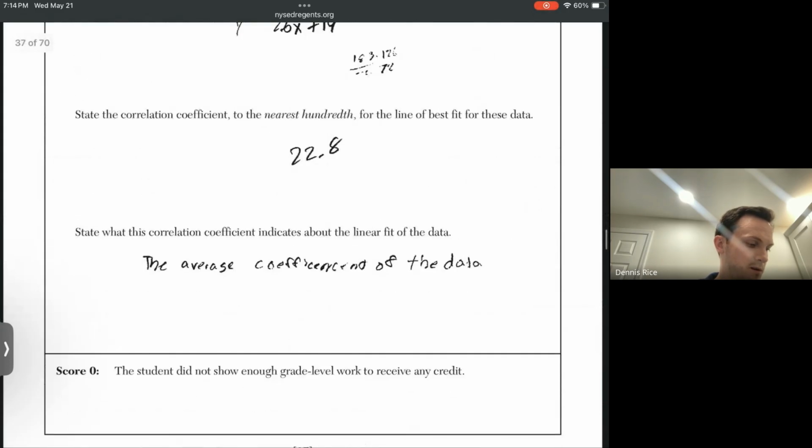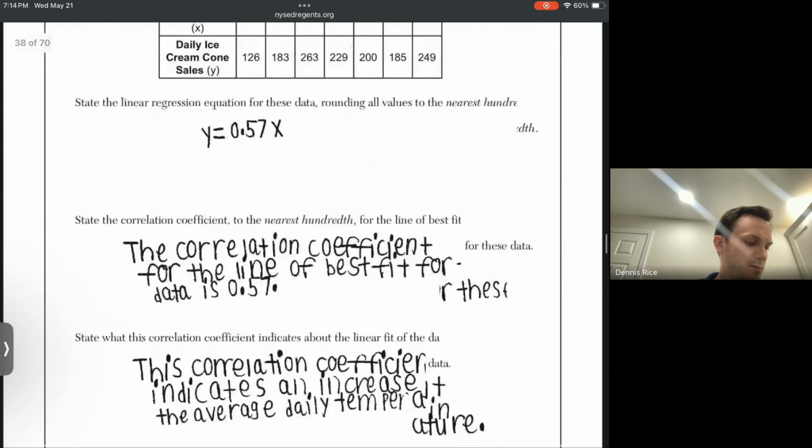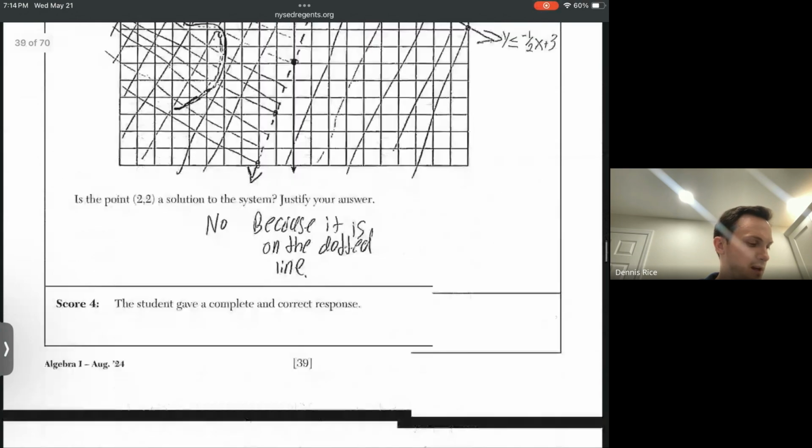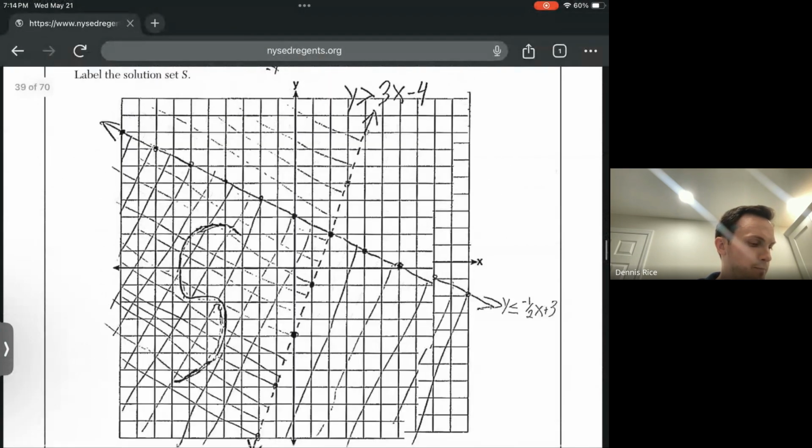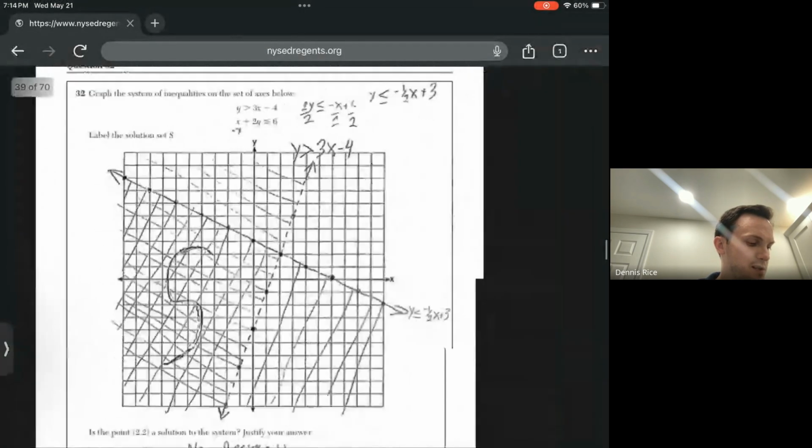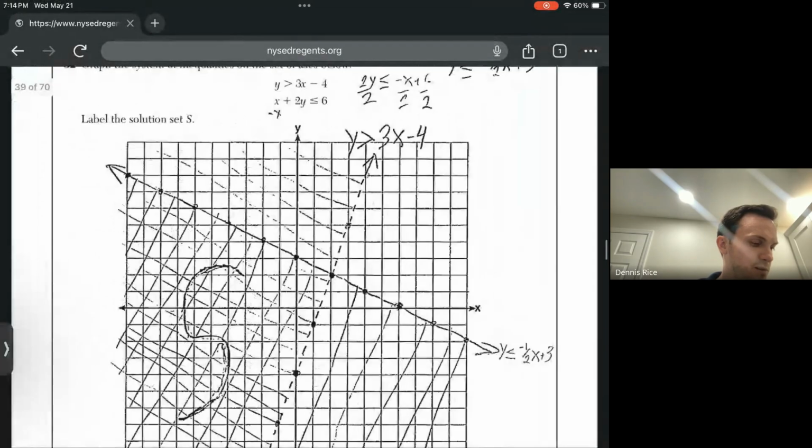So pretty self-explanatory. I don't think we should have an issue with getting zeros or ones on this. Everyone should get a 4. Okay, this was our system of inequalities, question 32.